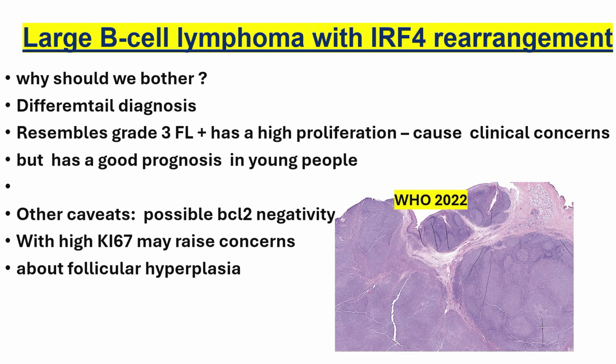But this category, large B-cell lymphoma with IRF4 rearrangement, has a good prognosis in young people. Other problems which we might see here, these cases may be BCL2 negative, and in combination with high Ki67, this could raise concerns about follicular hyperplasia too.